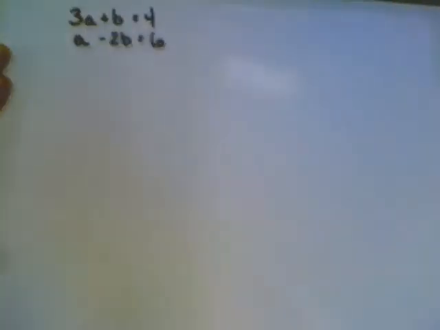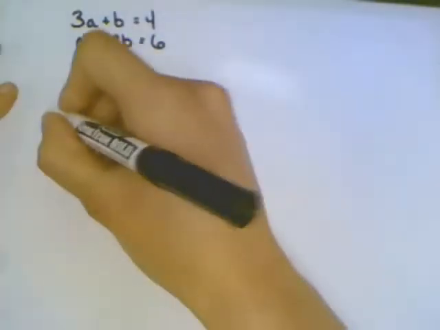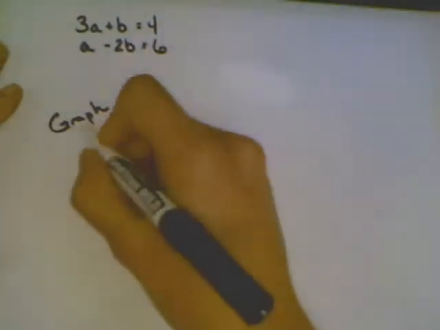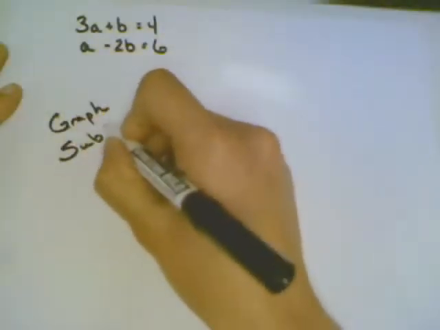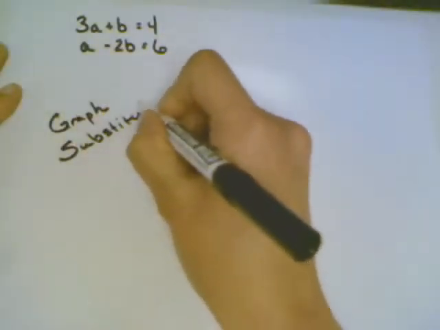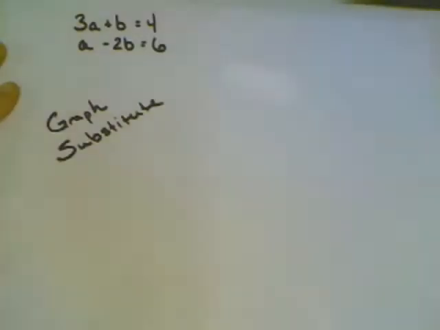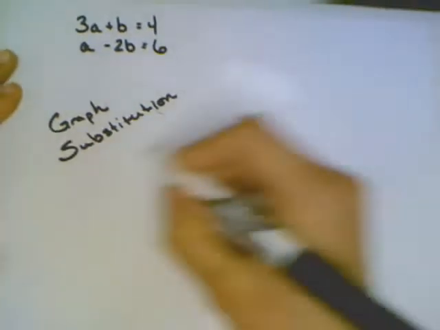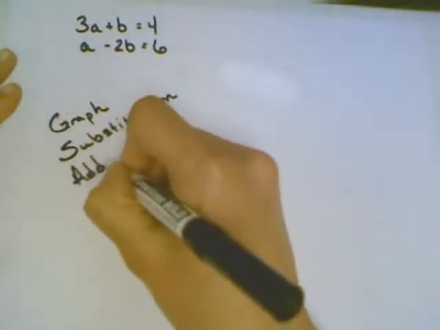So far, we have three methods that we can use to solve a system of equations. We can graph the two equations and find where they intersect. We can solve one equation for a variable and substitute an expression into the other equation. We call that the substitution method. Then we learned the addition method.